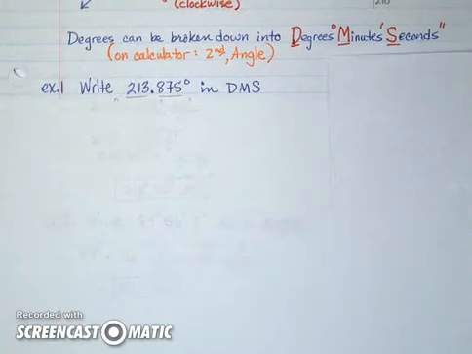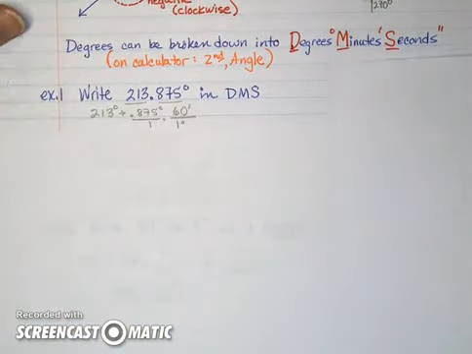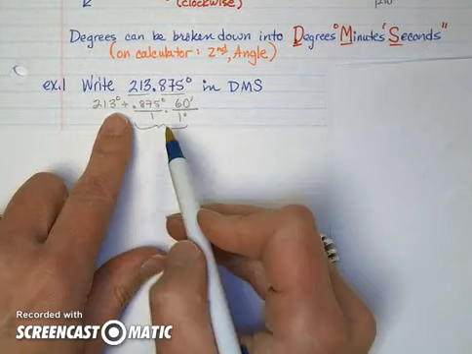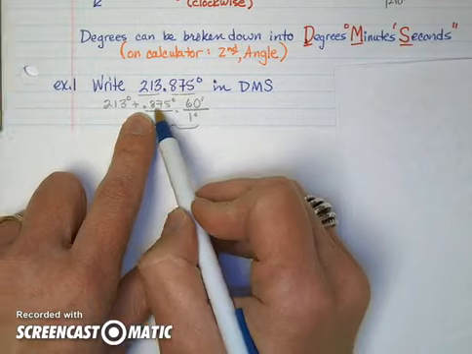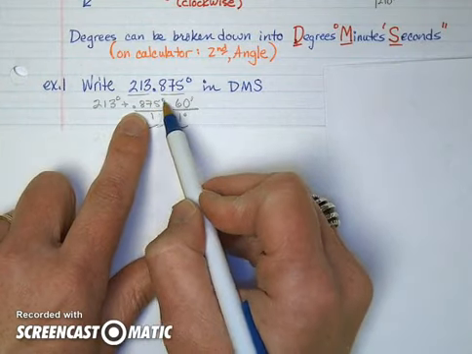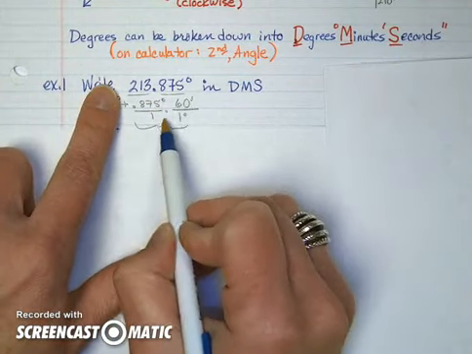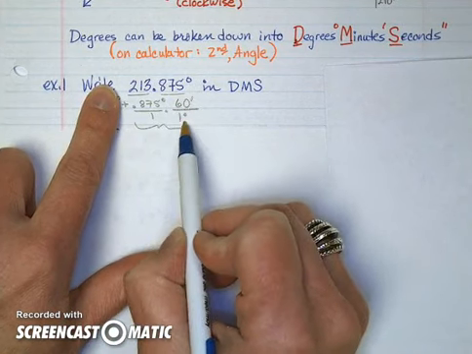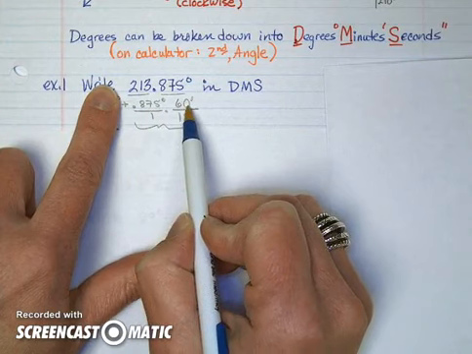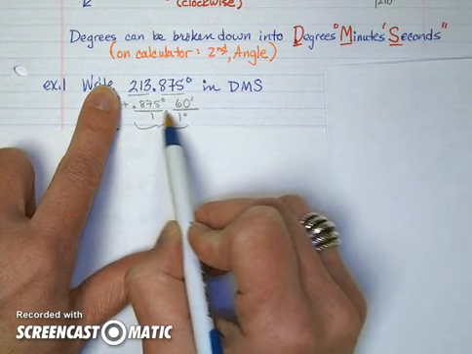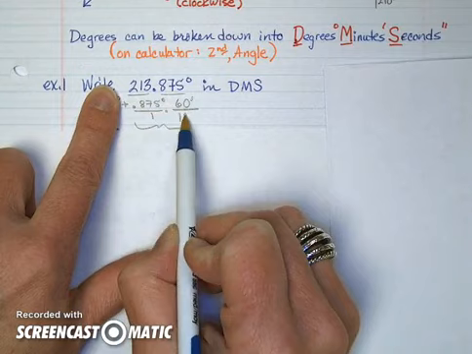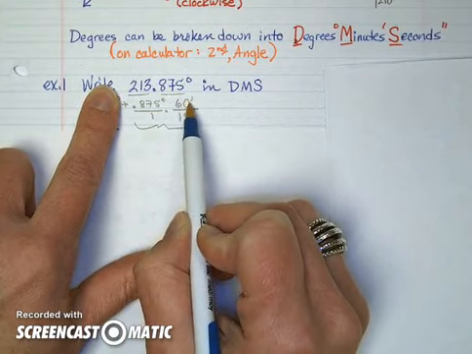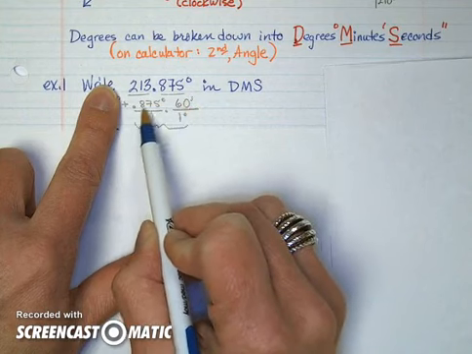So when you break that down, you have 213 degrees, and then you have 0.875 degrees, but we are going to change that to minutes. So 1 degree is 60 minutes. We do a little dimensional analysis here. So our degrees would cancel, and we would be left with the units in minutes. So we would have 0.875 times 60.